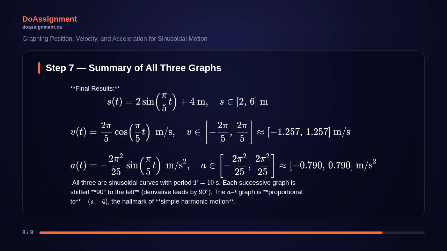To summarize, the position function is a sine wave ranging from 2 to 6 meters. The velocity is a cosine wave, 90 degrees ahead of position, with amplitude 2 pi over 5, approximately 1.257 meters per second. The acceleration is a negative sine wave, another 90 degrees ahead of velocity or 180 degrees from position, with amplitude 2 pi squared over 25, approximately 0.790 meters per second squared. All three graphs share the same period of 10 seconds, and together describe simple harmonic motion centered at s equals 4 meters.